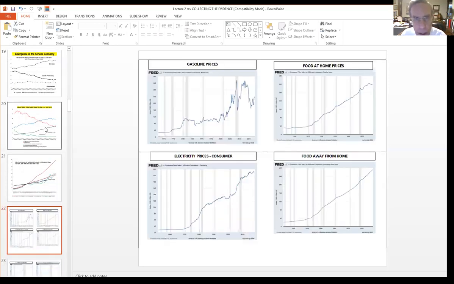Most of you are relating to what I'm saying now. You know this is true. Here are some of the reasons why. You can see the prices of gasoline, food at home, electricity, and food away from home.